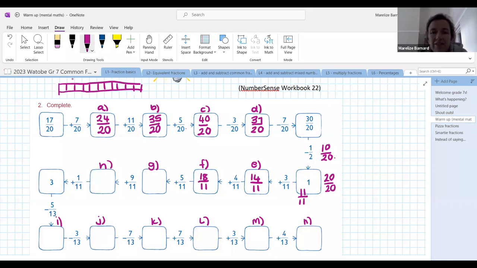And then I add another 5. How many are there? 18 plus 5 gives me 23 11ths. I see people just write the 23 in the chat, but you must write it as a fraction. And then I add another 9. How many do I have now?